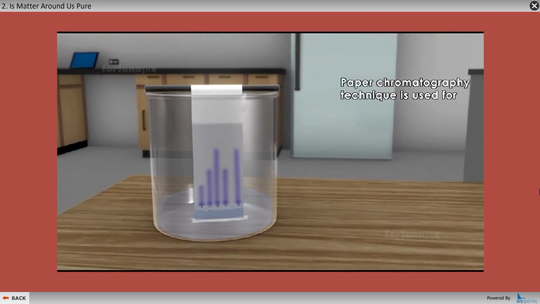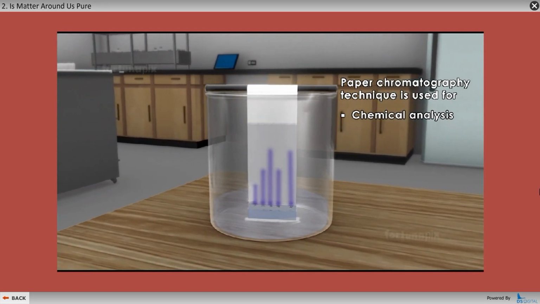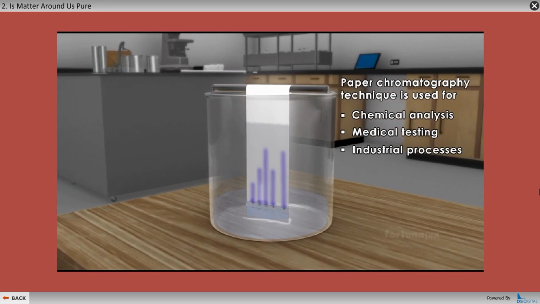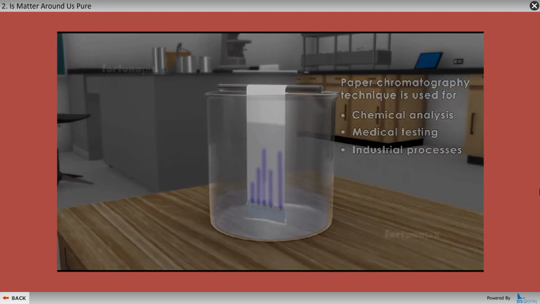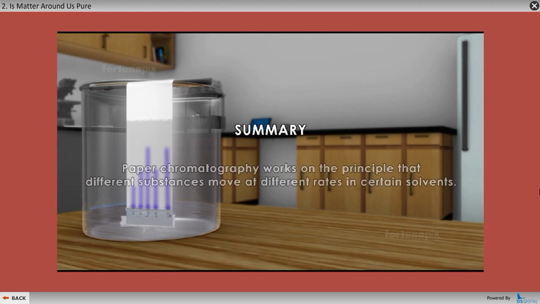The paper chromatography technique is used for chemical analysis in scientific research, medical testing, and industrial processes. Summary: paper chromatography works on the principle that different substances move at different rates in certain solvents.